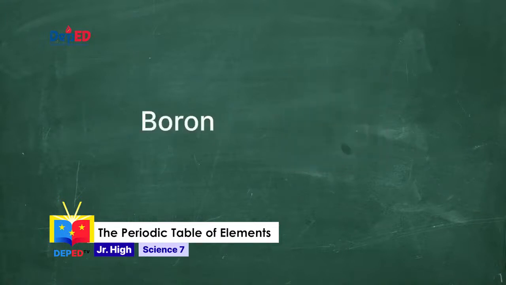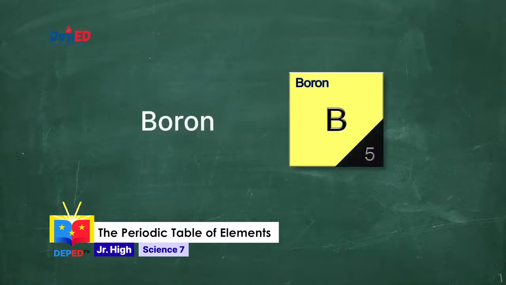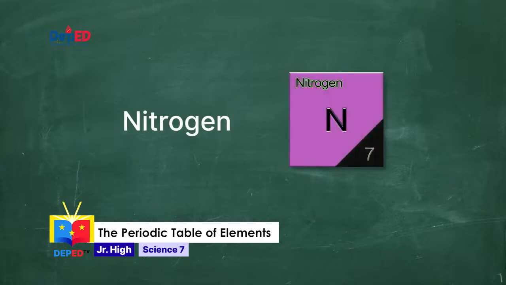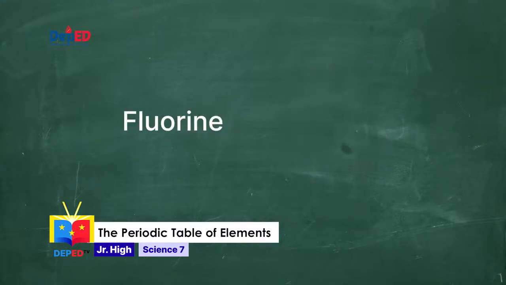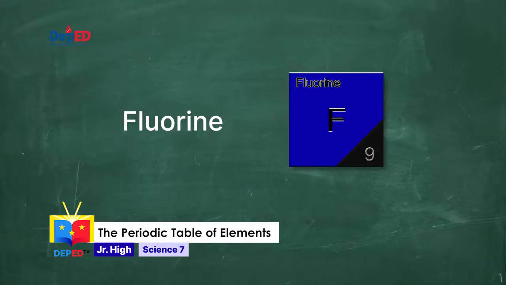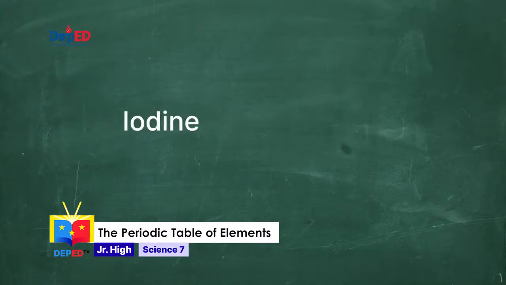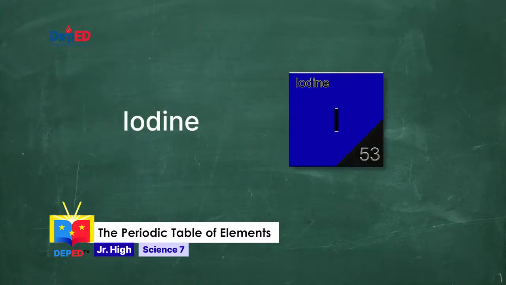For boron, B. Nitrogen, N. Fluorine, F. Phosphorus, P. And for iodine, the symbol is I.